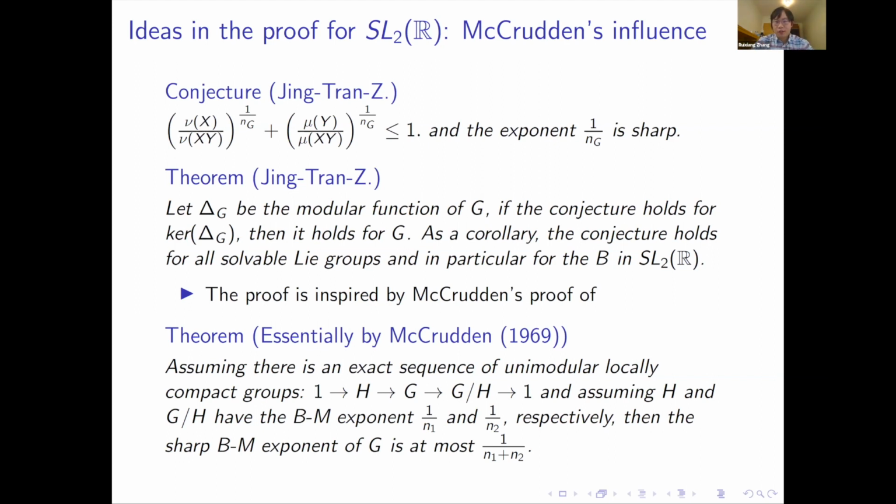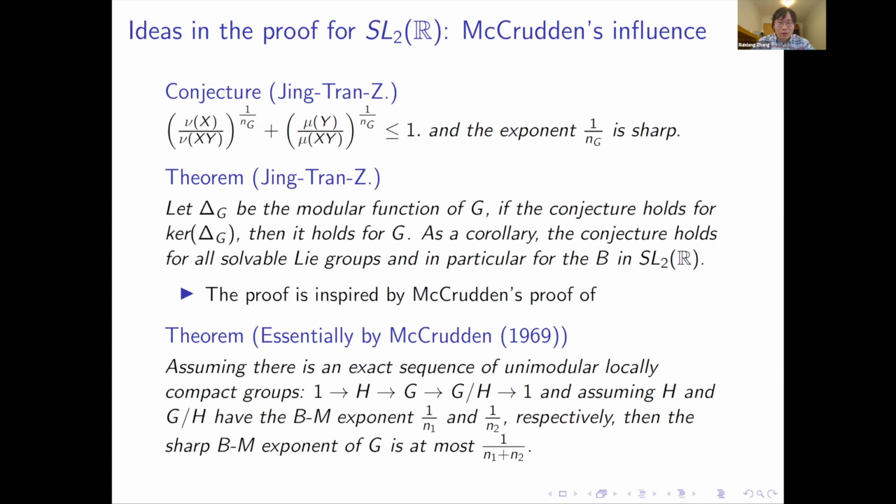And then it's a function, it's a homomorphism from G to R. So its kernel is either the entire group, or actually part of it. But on that kernel, it's going to be unimodular. So we already know a good property about the kernel by McCrudden's result. So as actually a corollary, we know that our conjecture holds for all solvable Lie groups, and in particular for the B in SL2 of R. Okay, so now it's probably the most challenging part for me to explain a little bit about our proof of this reduction, because I think it's explainable and it's worth it.